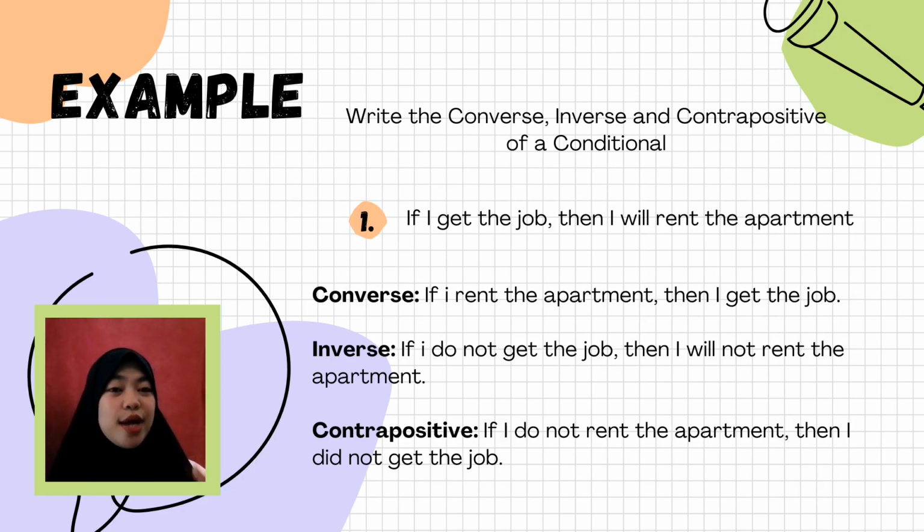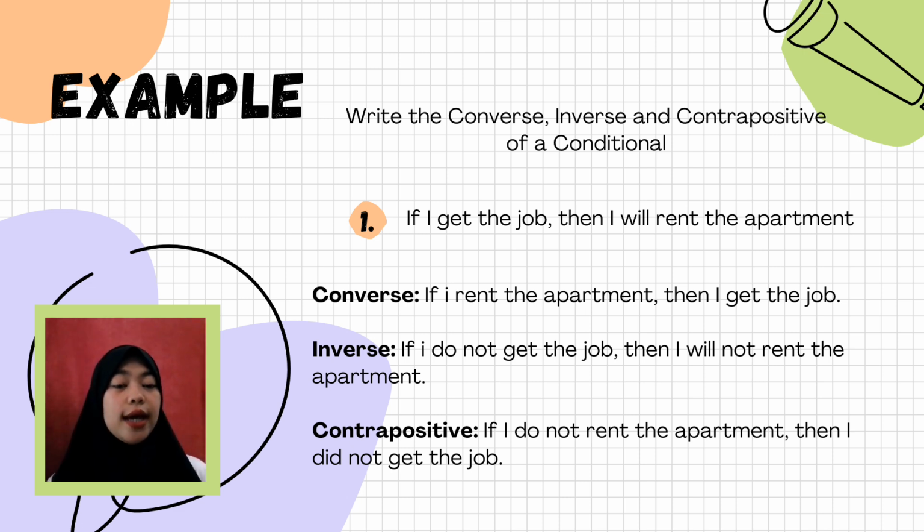Okay, so let's try this one. We have here a conditional statement, if I get the job, then I will rent the apartment. So, ang antecedent natin dito is yung I get the job. And ang consequent naman natin is I will rent the apartment. So, nagets nyo ba bakit yun ang consequent and yun ang antecedent natin? So, in the given conditional statement, kukunin natin ang converse, inverse, and contrapositive ng statement na to.